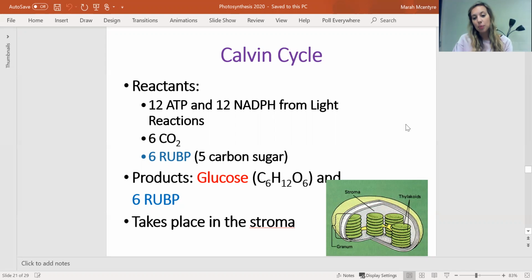And this is all going to take place in the stroma. If we remember back to our light reactions, the thylakoid is where our light reactions take place, and that's because the chlorophyll is in there. The light needs to reach the chlorophyll to excite it and to make all of those steps occur. And then once we've made our 12 NADPH, it's going to move out into the stroma and we'll make our 12 ATP too. So this takes place in the stroma.